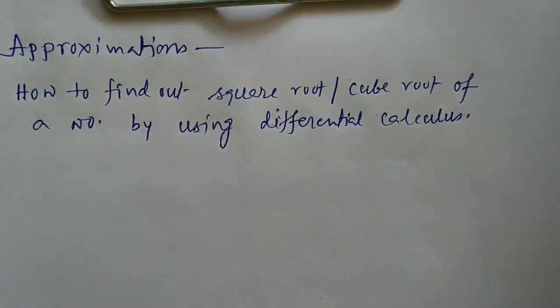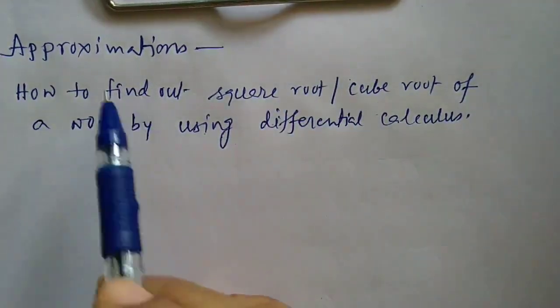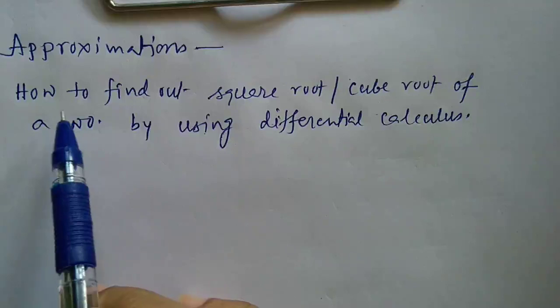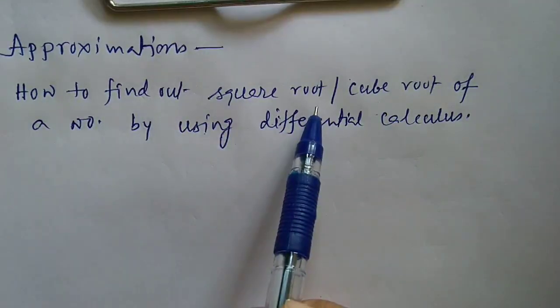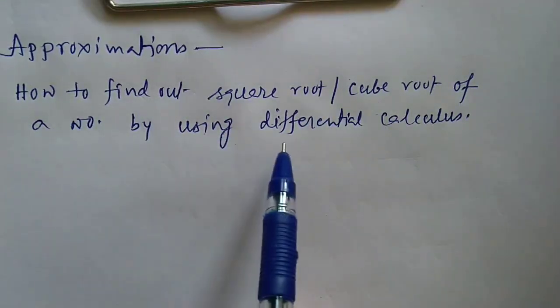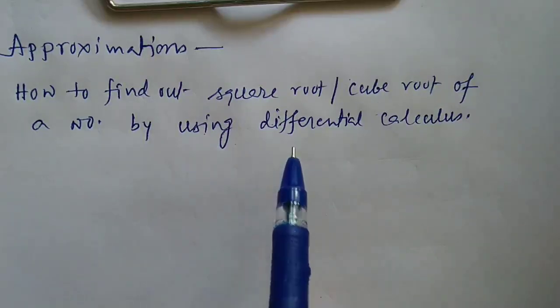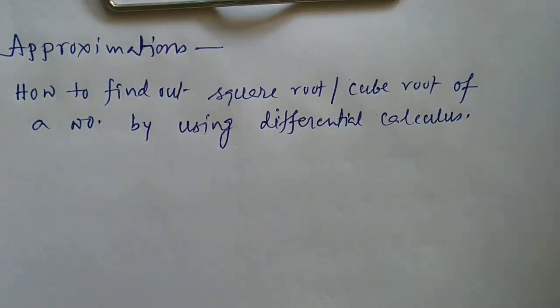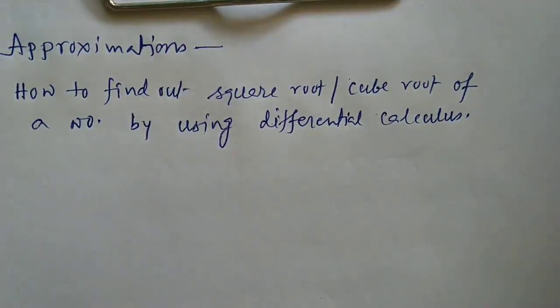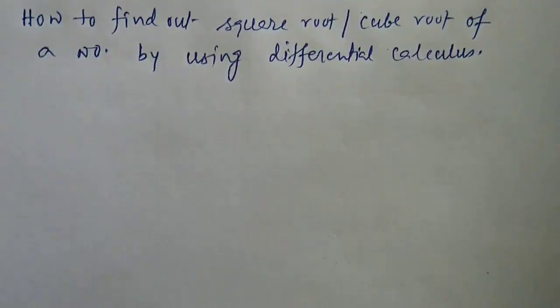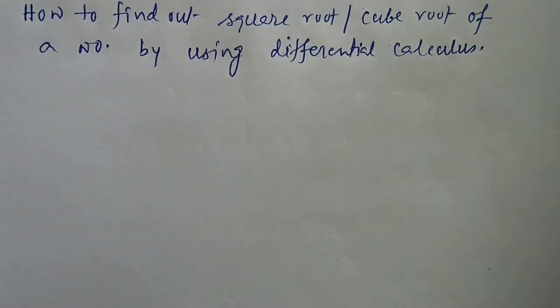Hello, good morning. Today we shall learn approximation. Today we shall learn how to find out the square root or cube root of a number by using differential calculus. It has another name also, using differential, but we shall not go for that one. We shall directly make use of the first principle of derivative to find out the square root or cube root of a number.